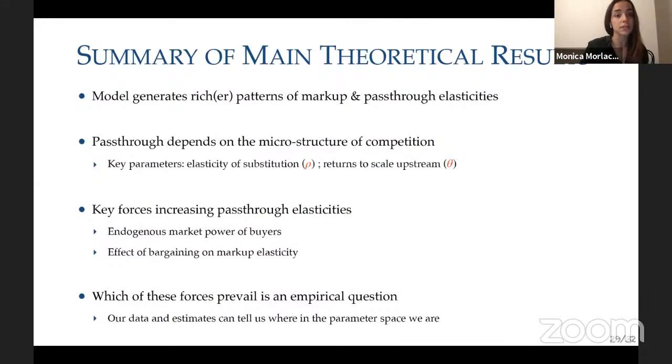Which of these forces prevail is an empirical question, but the interesting part is that our data and estimates can tell us where in the parameter space we are.